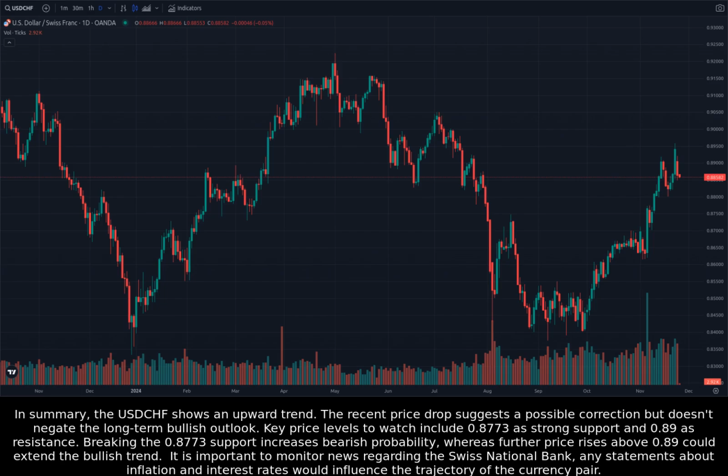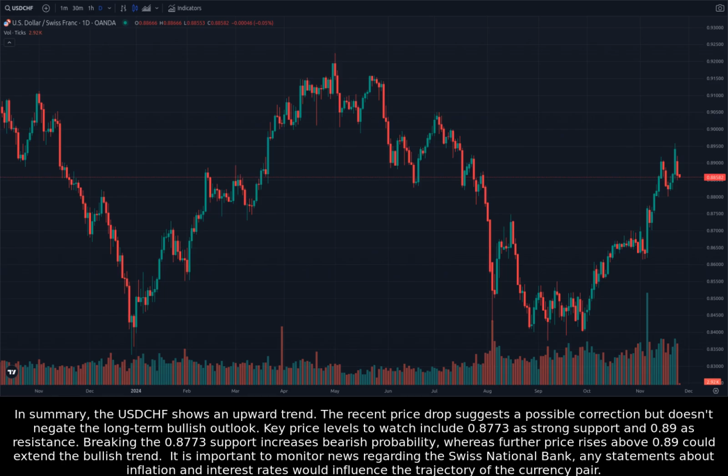In summary, the USDCHF shows an upward trend. The recent price drop suggests a possible correction but doesn't negate the long-term bullish outlook. Key price levels to watch include 0.8773 as strong support and 0.89 as resistance. Breaking the 0.8773 support increases bearish probability, whereas further price rises above 0.89 could extend the bullish trend.